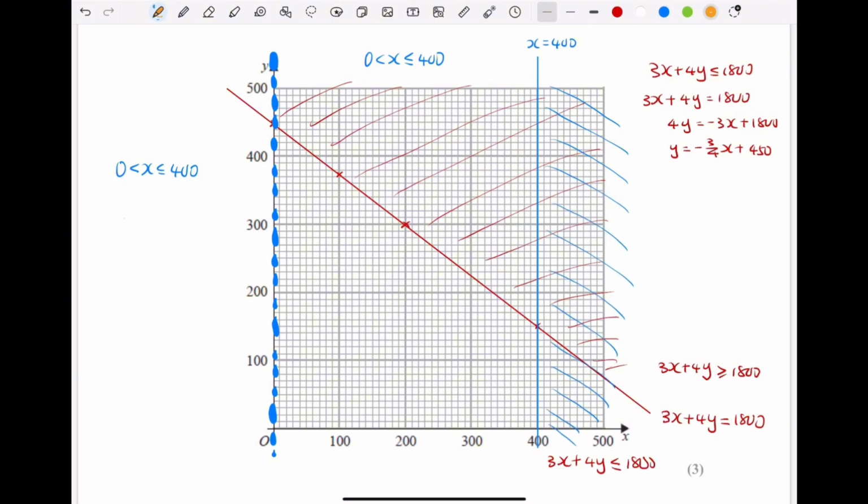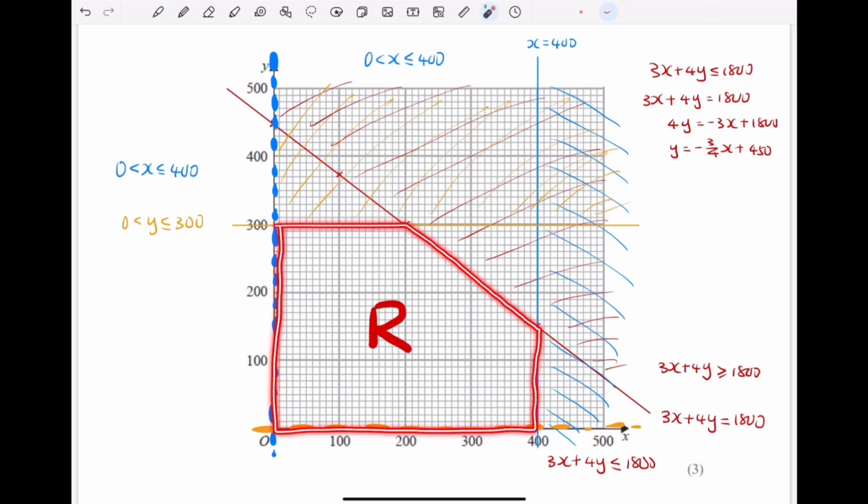Finally, we want y to be between 0 and 300. Similarly, I'm going to draw the line y equals 300 first. And we are going to draw the line y equals 0. We are using a dashed line here because it's strictly greater than 0. So we don't want anything to be greater than 300. We're going to shade it away. Now, this region here is what we want.